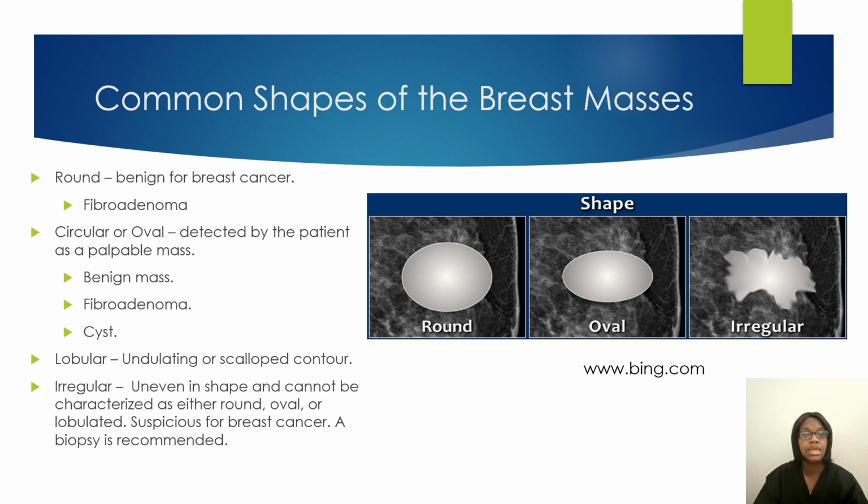Lobular shape is going to be like a scallop contour, and then irregular is going to be uneven in shape. It cannot be categorized as either round, oval, or lobulated. So those types of shapes are going to be suspicious for breast cancer, and the radiologist will recommend a biopsy.